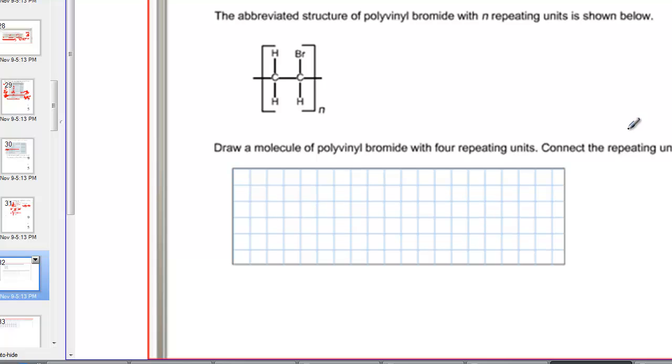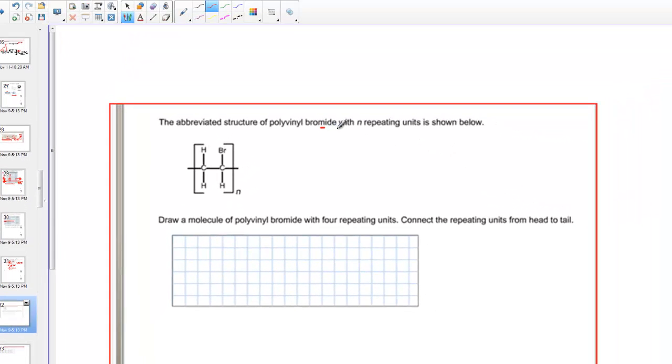The abbreviated structure for polyvinyl bromide with N repeating units is shown below. So here at our carbon 2 position, instead of chlorine for polyvinyl chloride, we substituted a bromine, and now we have polyvinyl bromide. Draw a molecule with 4 repeating units, connecting them head to tail. Head to tail is a predictable repeating pattern.